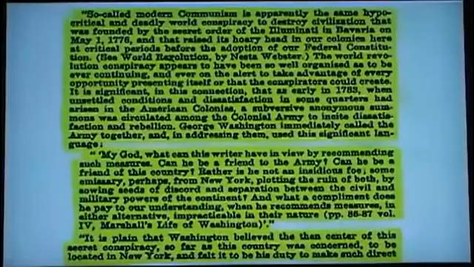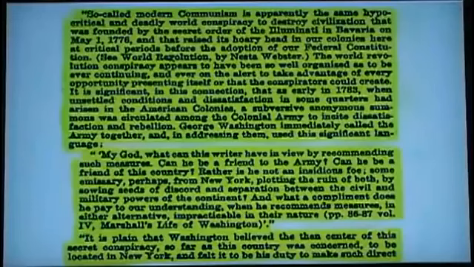Quoting George Washington, 1783, he said, quote, "My God, what can this writer have in view by recommending such measures? Can he be a friend to the army? Can he be a friend to this country? Rather, is he not an insidious foe, some emissary perhaps from New York, plotting the ruin of both by sowing seeds of discord and separation between the civil and military powers of the continent? And what a compliment does he pay to our understanding when he recommends measures which are either alternative and impractical in their nature."